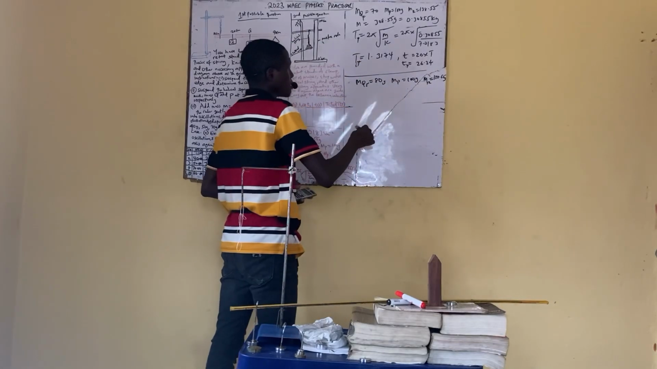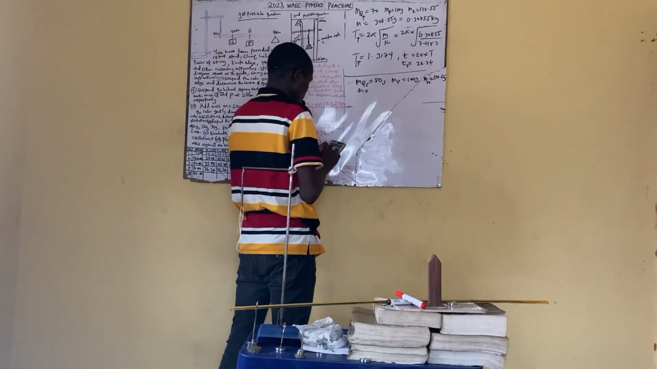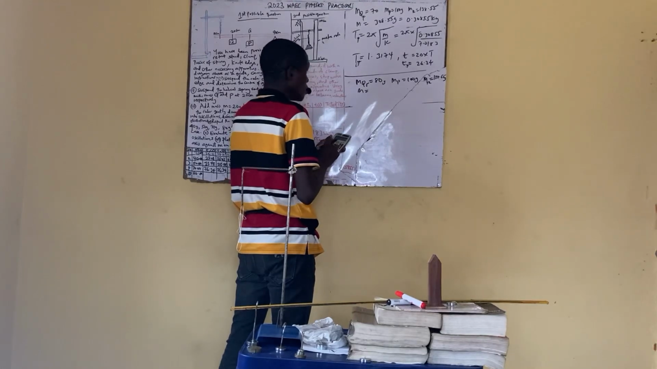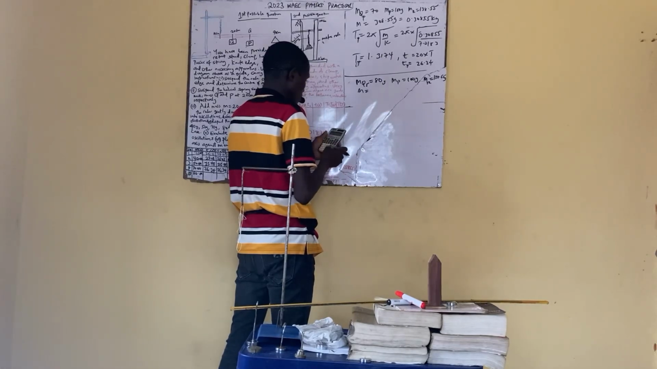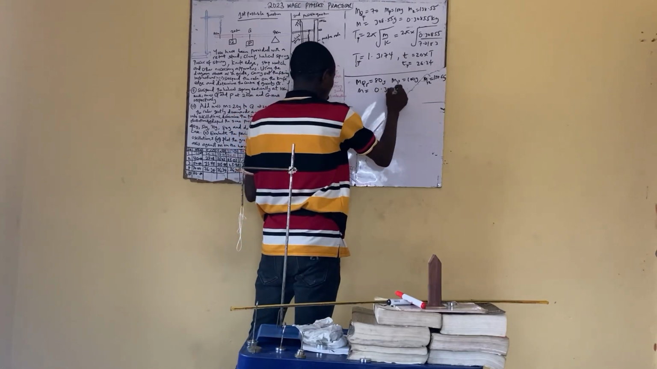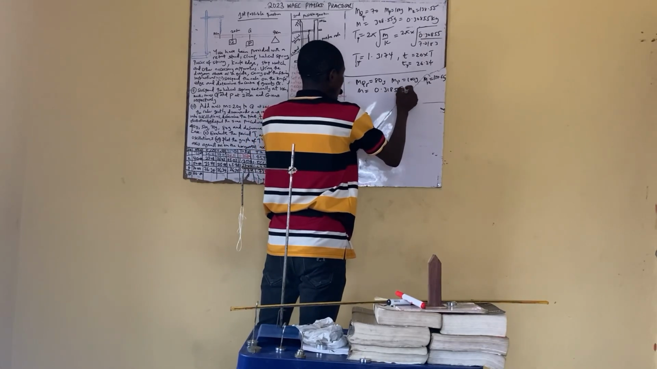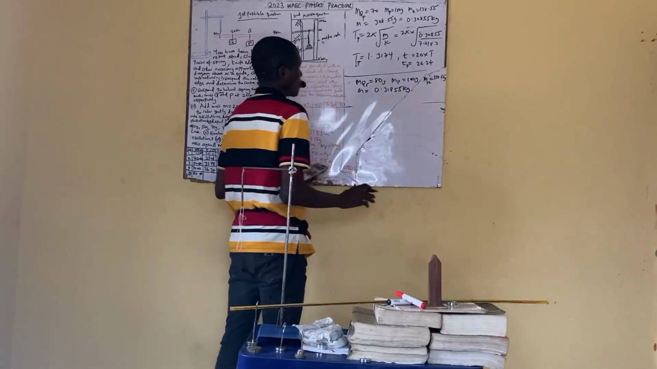So with that now, adding together, M is equal to 80 plus 100 plus 138.55 divided by 1000. That is 0.31855 kilogram for the mass.